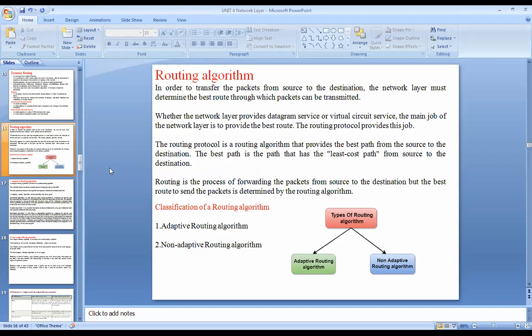The best route to send the packets is determined by the routing algorithm. To take this decision, about which route I have to consider, we classify routing algorithms into two types: one is the adaptive routing algorithm and the second one is the non-adaptive routing algorithm. These are the two types we are going to consider for the classification of routing.